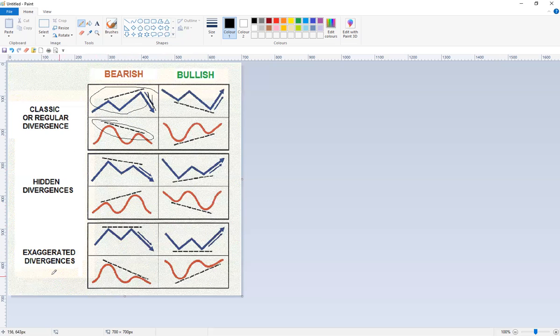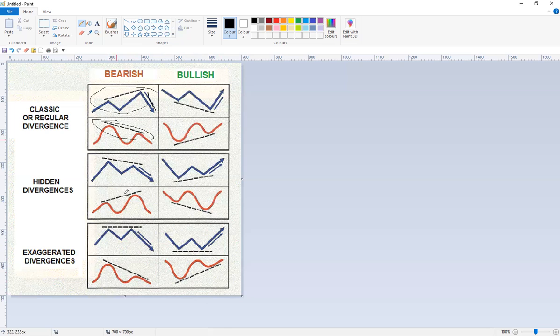While the exaggerated divergence is the divergence where the market is standing in one place and RSI is going down, which is bearish, so the market changes direction. And in the other scenario, the market is standing in one place and RSI is bullish and the market changes direction according to RSI. This is simple. So that's it.